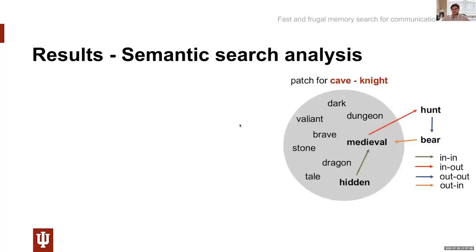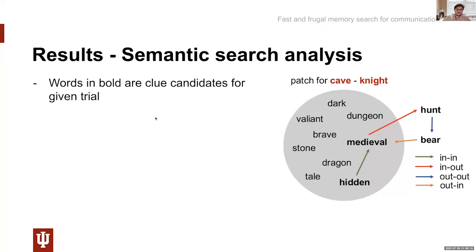So we then were able to evaluate this movement or transitioning that we defined as these four characteristics here: in, out, out, and out, in. Essentially, in is if a word moves to another word inside the patch, then it is an in transition. The words in bold here are the clue candidates that were given for a certain trial, and hidden here is the first clue candidate that was given.